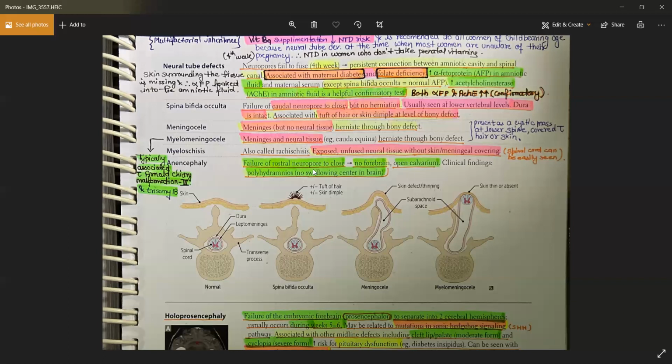Then if the rostral neuropore, which means towards the brain, fails to close, you can have anencephaly, in which your forebrain will be absent and the calvarium would be open. And you will get polyhydramnios because it requires the brain to stimulate the respiratory centers to cause respiration, and respiration is required for the swallowing of the amniotic fluid, right? If the swallowing center is absent in the brain, you won't get swallowing. The level of amniotic fluid will be increased in your body. You will get polyhydramnios.